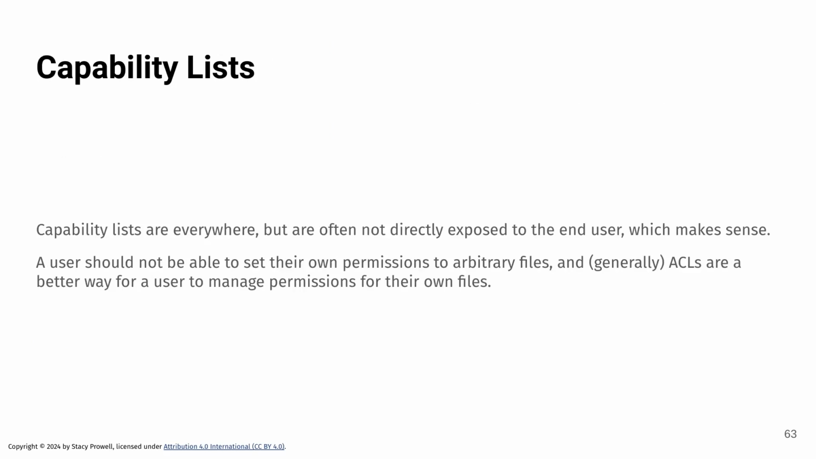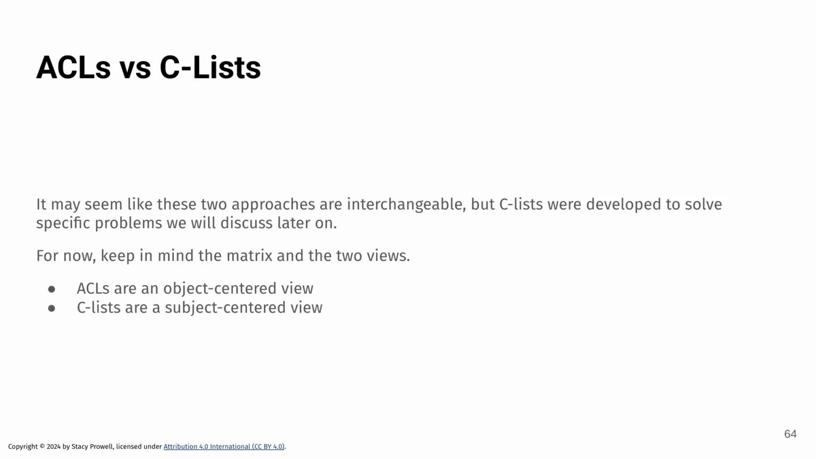ACLs in this case end up being a better way to manage permissions for your files. Now, you may think the two are interchangeable, but you've already seen one way in which they're not. ACLs are the object-centered view, and a user has many objects. C-lists are a subject-centered view, and a user typically only has one subject view. So there's already a bit of a disconnect right there. And it will turn out that C-lists are useful in solving problems where ACLs are not, certain kinds of problems. We'll see those.